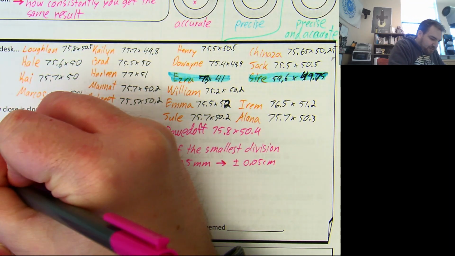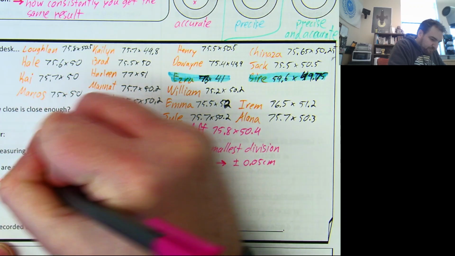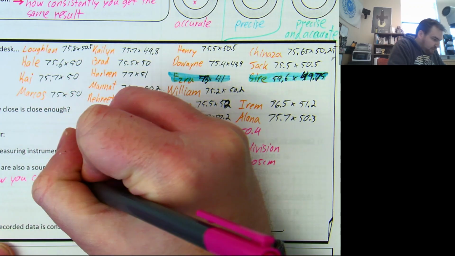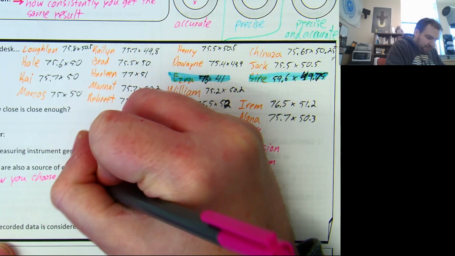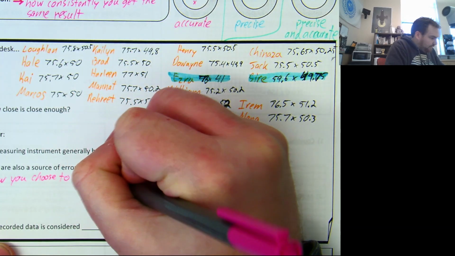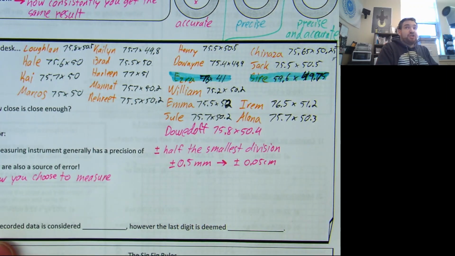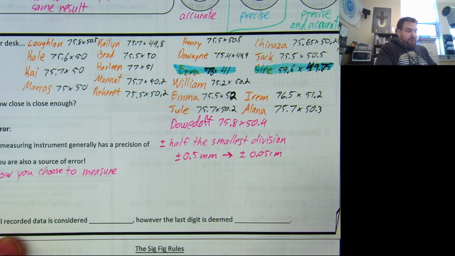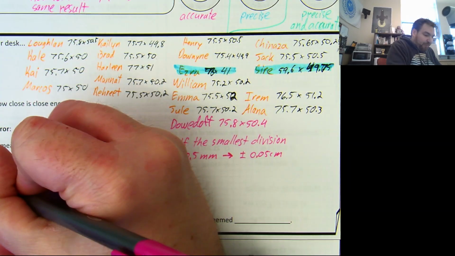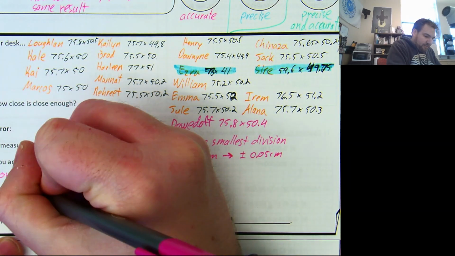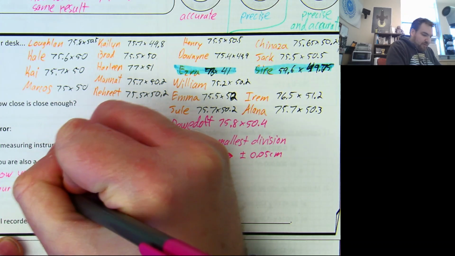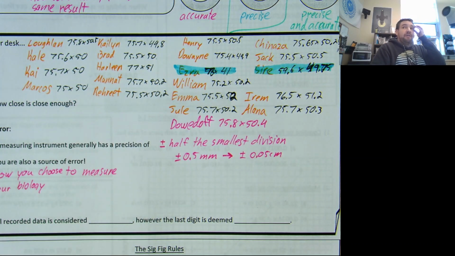How you choose to measure, the choices you make, are going to introduce error. Your biology is a source of error.